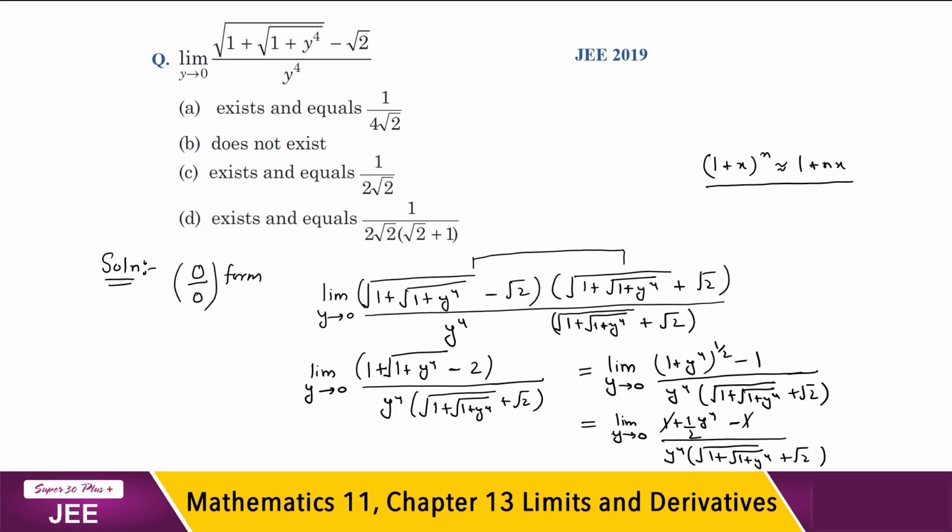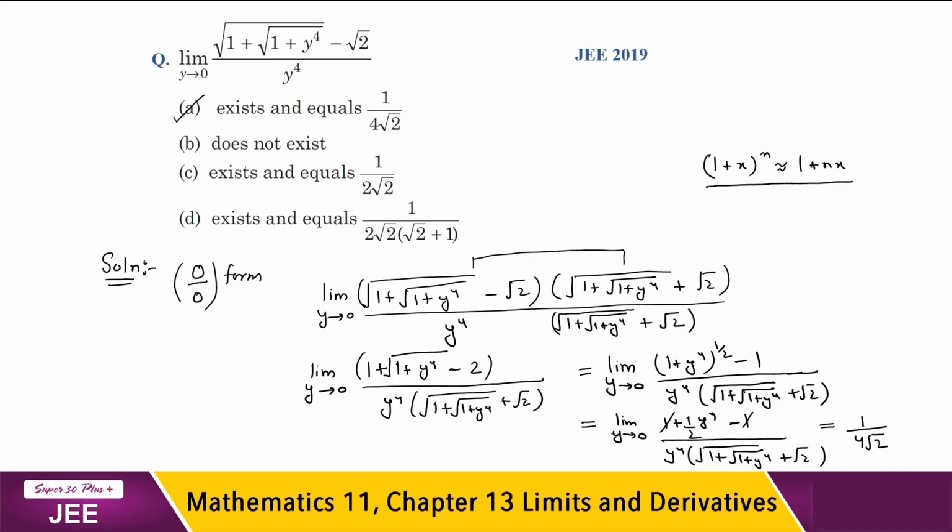y raised to the power 4 gets cancelled off in numerator and denominator, and the indeterminacy in the question is gone now. So in numerator we are going to get half, and in denominator we have this term root 2 and this term root 2. So denominator becomes 2 root 2. So the final answer becomes 1 upon 4 root 2. Alright students, which is given in choice A.